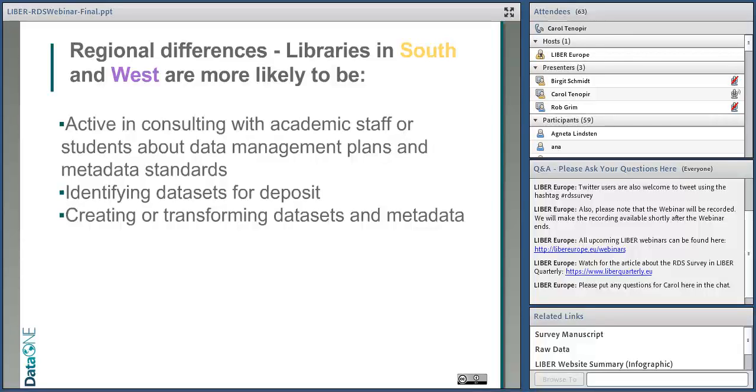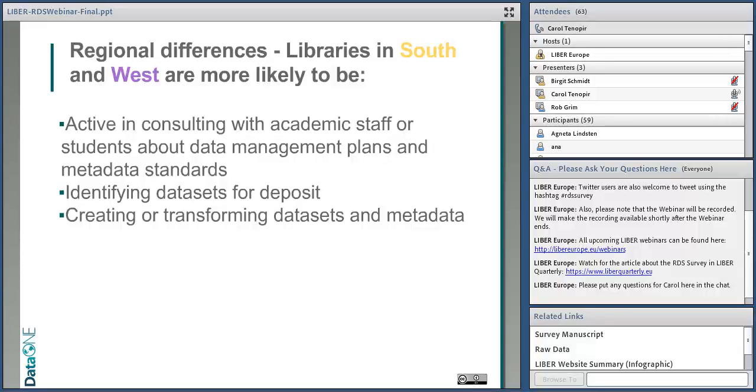They are more likely to be identifying data sets for deposit in repositories. And by the way, when these libraries are helping identify data sets for deposit, they could be depositing in their own data repository, but they also could be helping academic researchers deposit data in subject repositories or in national or governmental repositories. So it doesn't mean that they necessarily have their own repository. Maybe they're just helping identify and helping them get them into other repositories.